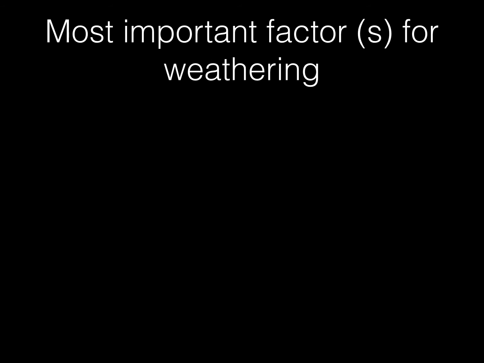The most important factors, that's an error on your notes, for weathering, there's two things: type of rock and the climate. So type of rock, there's three types of rock. You have sedimentary, igneous, and metamorphic. Depending on those types of rocks, some are harder or softer than others. For example, sedimentary is by far the easiest rock to break down, where metamorphic would be the hardest.